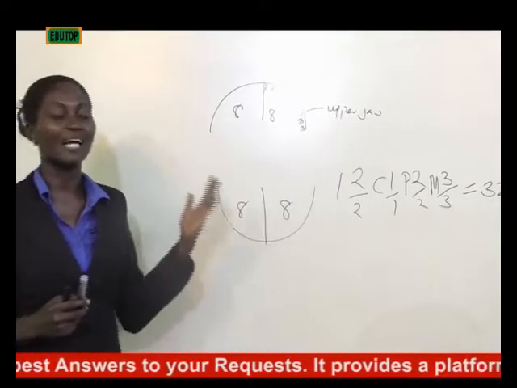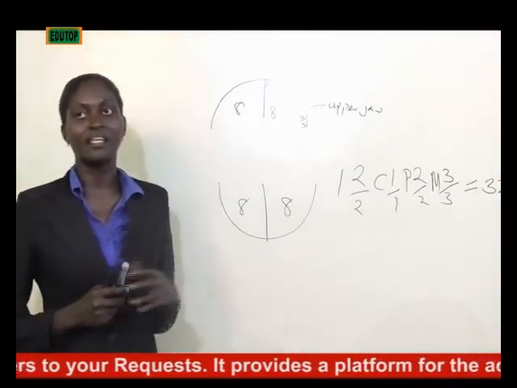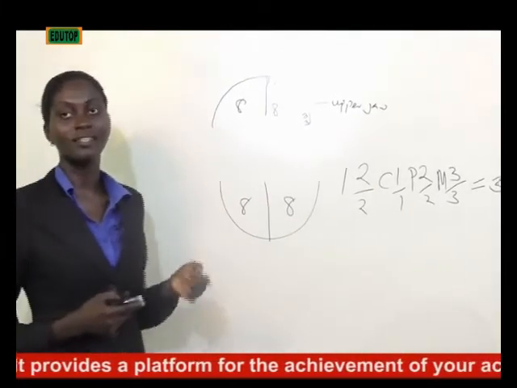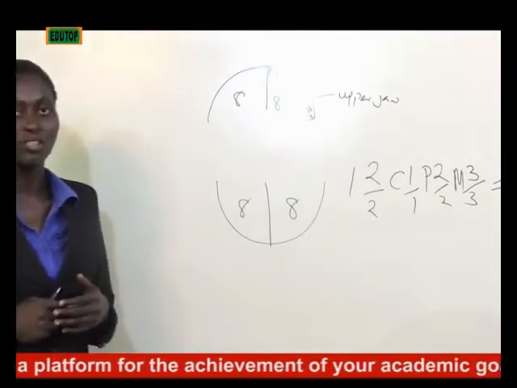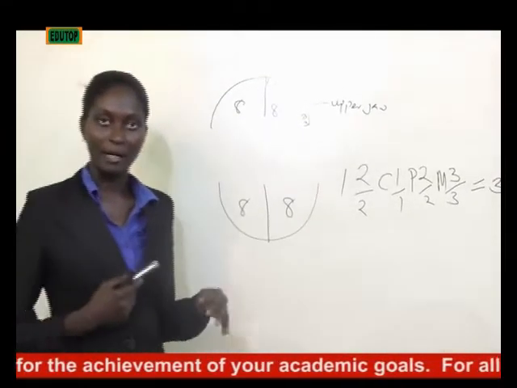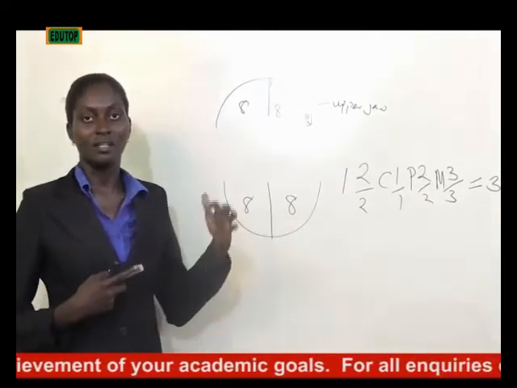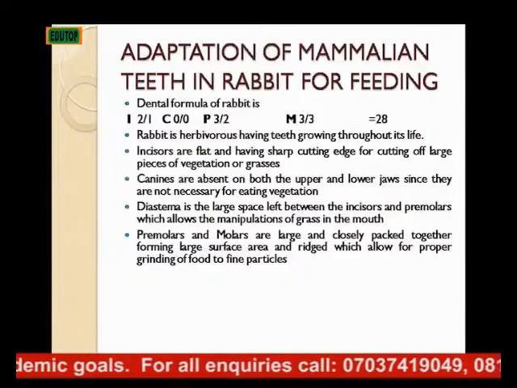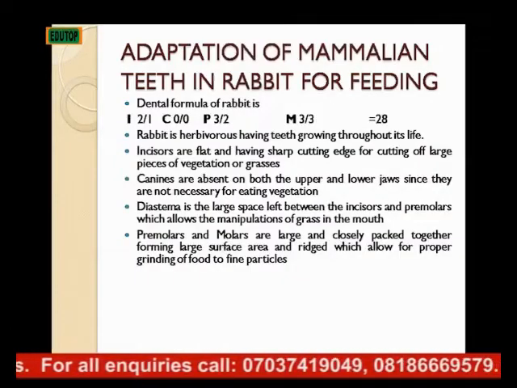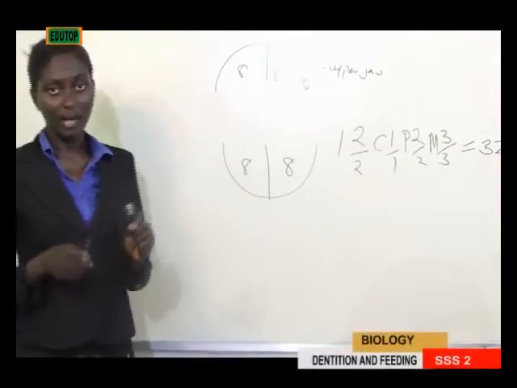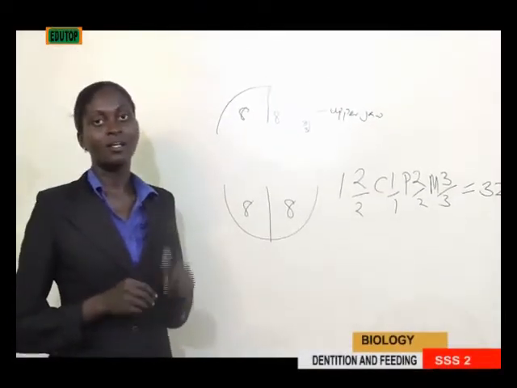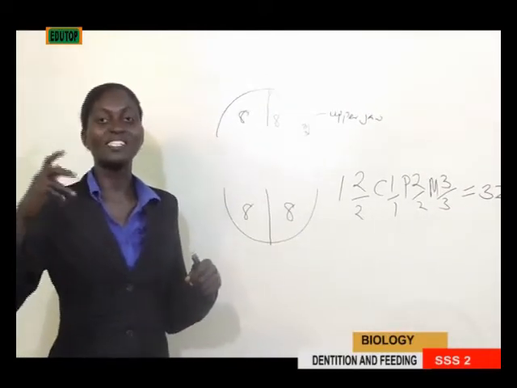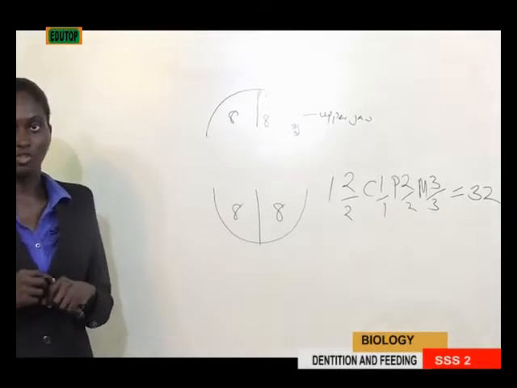Now we talk about the adaptation of mammalian teeth in rabbits for feeding. So we want to talk about rabbit now. We've just talked about the dentition in man, but now we want to talk about the dentition in rabbits. Rabbit is also a mammal, but its own dentition is different from that of man. And the dental formula in rabbits is 2033. But in rabbits, unlike the one we have in man, the number of teeth you find in the upper jaw is not the same as you find in the lower jaw.